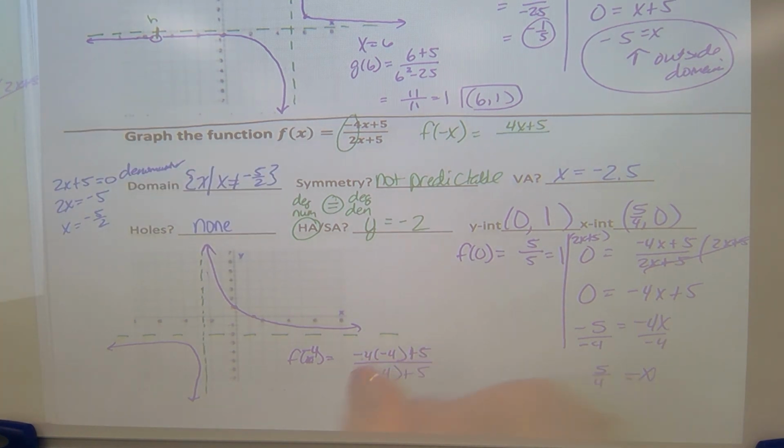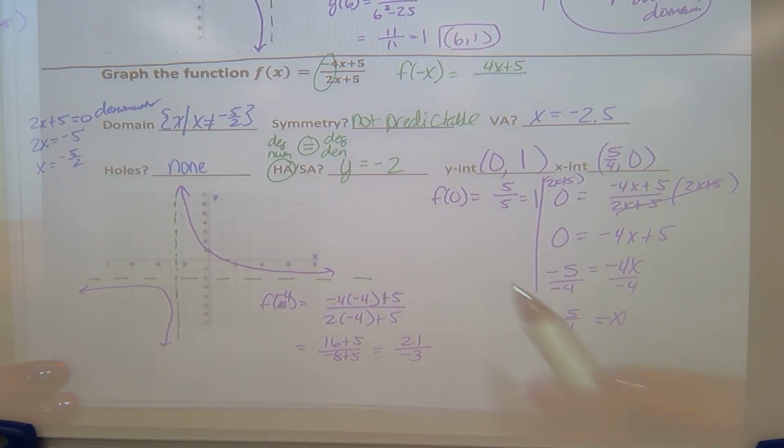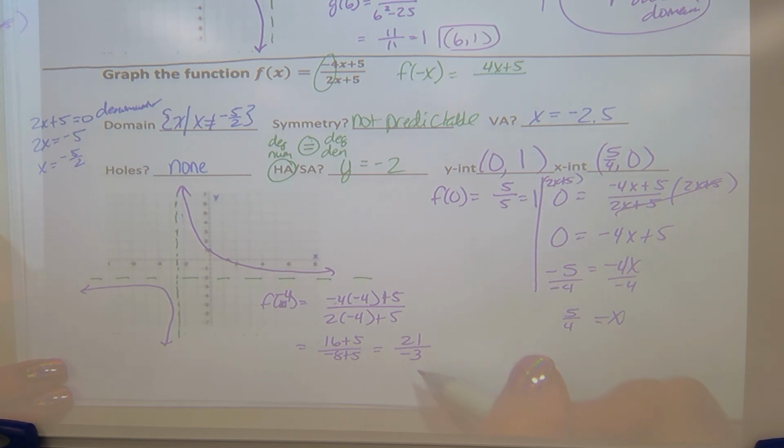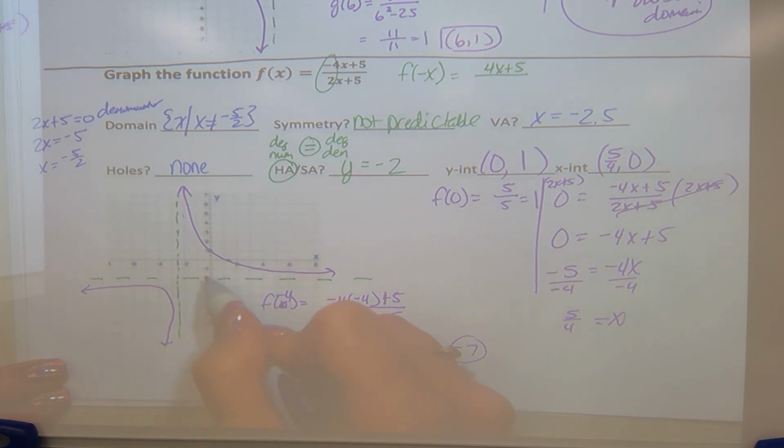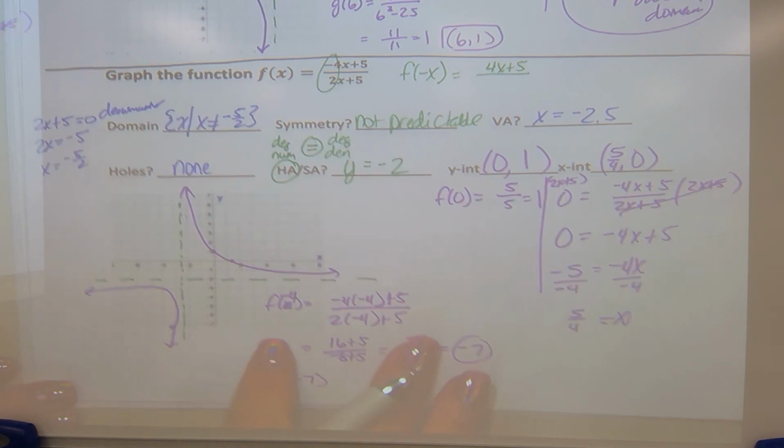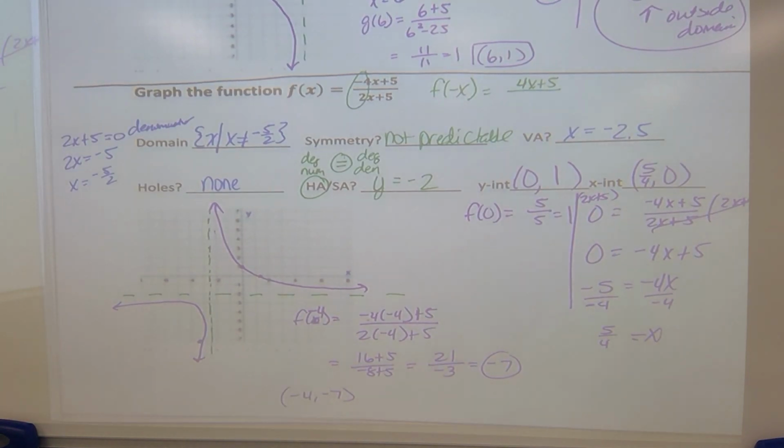Well, negative 4 times negative 4 is a positive 16. 2 times negative 4 is a negative 8. 16 plus 5 is 21. Negative 8 plus 5 is negative 3. That is going to be about negative 7, right? 21 divided by 3 is 7. Yep, that's going to be a negative 7. So where x is negative 4, y is negative 7. Yep, that works. That comes right in right there. So that is that function graph.